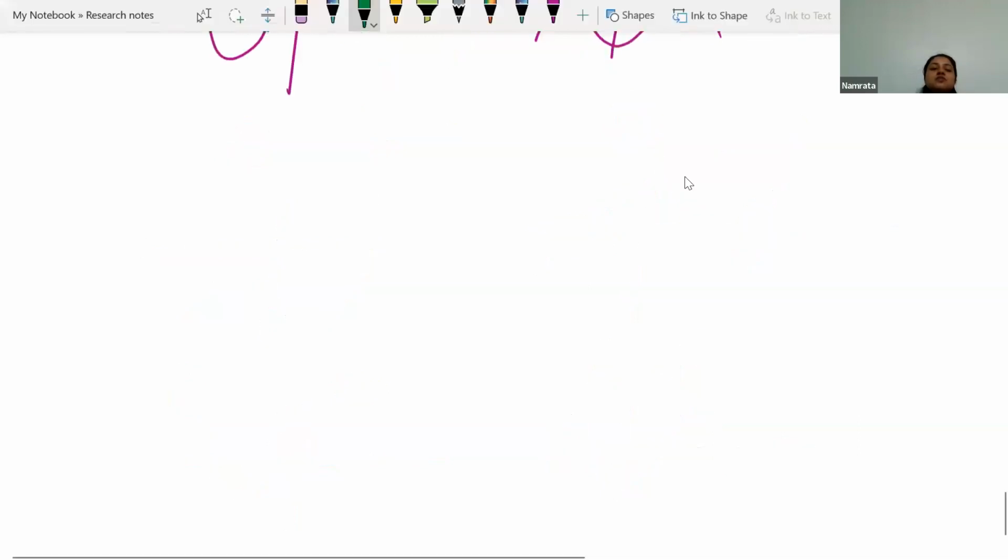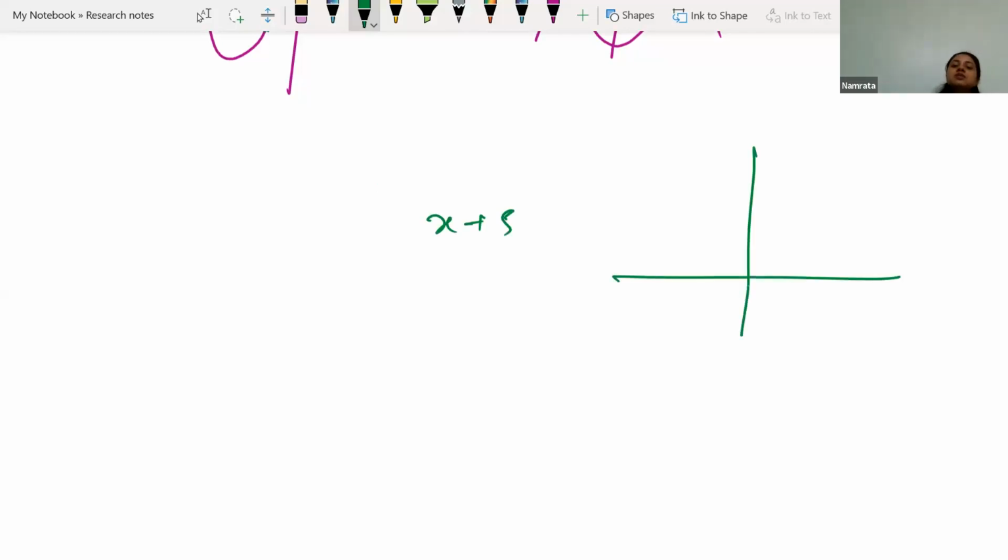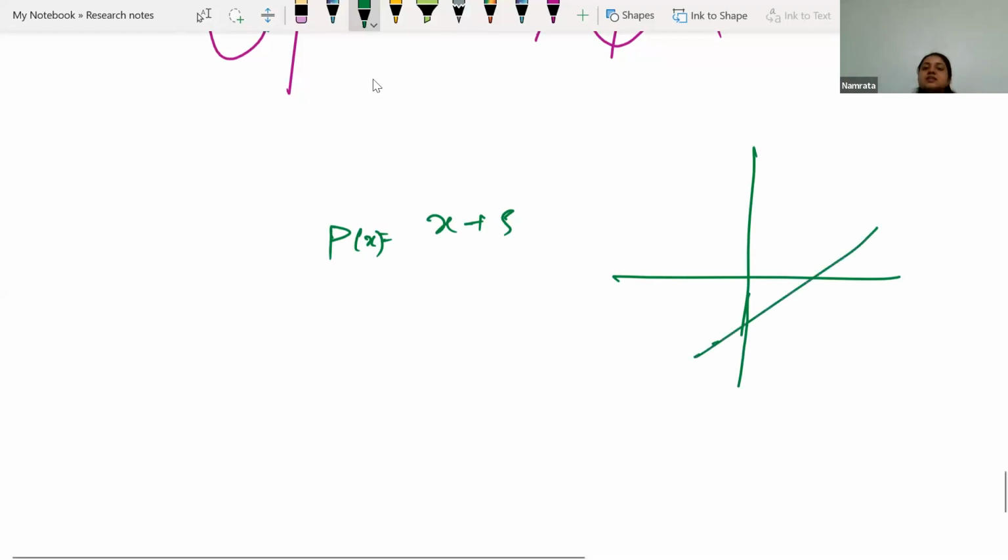So till now, the equation which you used to solve, the linear equation, the polynomial in linear form, like x plus 5 or something, is a linear equation. If we have the polynomial p(x) as x plus 5, then this is a linear polynomial. Here we will have a straight line touching the x-axis at only one point. It can be just like this, touching the x-axis at one point.